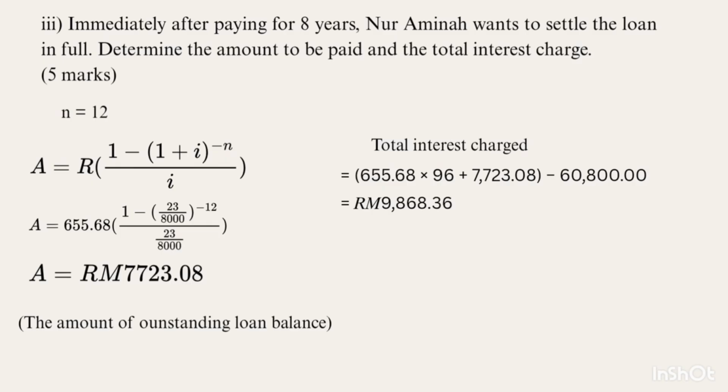And finally, the last question, which is 2C3 Roman. Immediately after paying for 8 years, Nur Aminah wants to settle the loan in full. Determine the amount to be paid and the total interest charge. After we substitute the formula with the information available, we will get the amount of A, which is RM 7,723 ringgit 08 cents. And finally, after we calculate and find the amount needed, we are able to calculate the total interest charge, which is open bracket 655 ringgit 68 cents times 96 plus 7,723 ringgit 08 cents close bracket minus 60,800 ringgit, and we will get the total interest charge, which is 9,868 ringgit 36 cents.